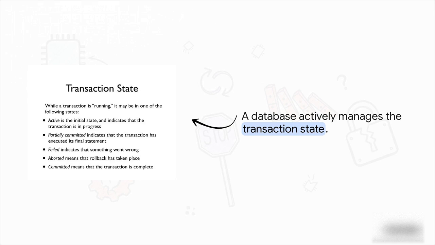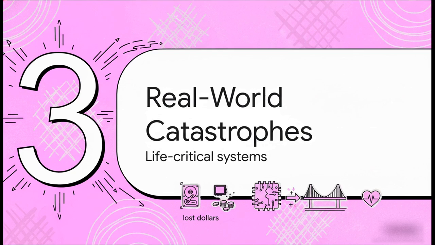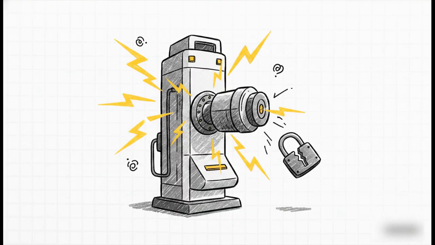Section 3. Real-world catastrophes. Let's see what happens to life-critical systems. What happens when these isolated digital errors spill over into the physical world? Well, race conditions in life-critical systems can be absolutely devastating.